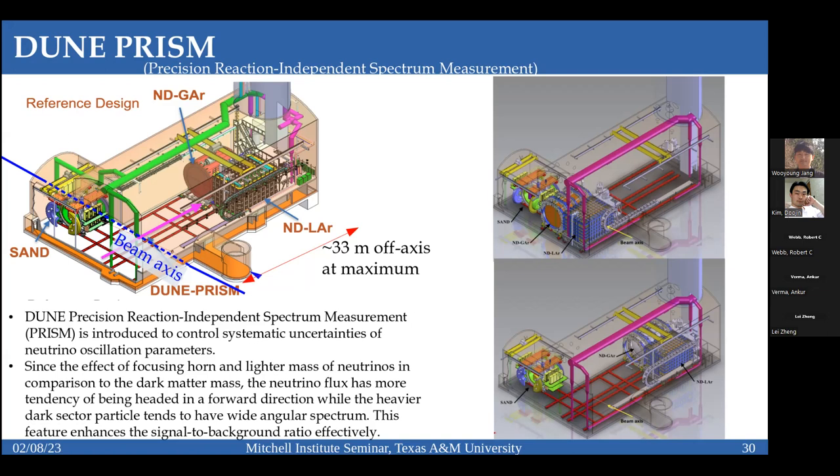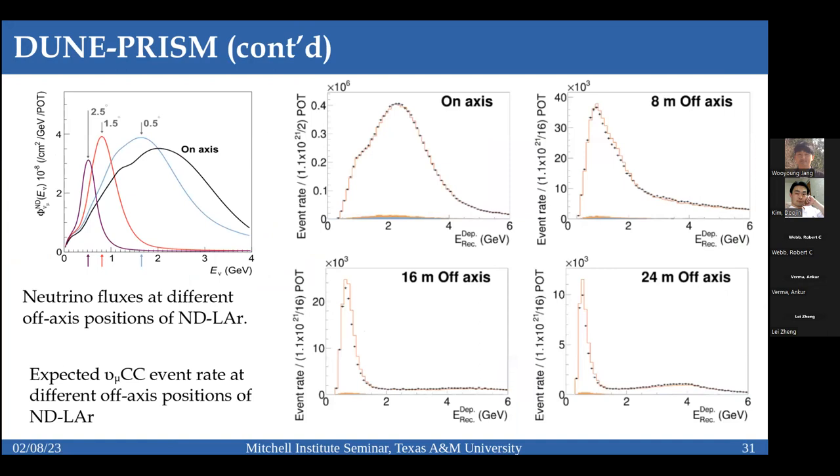And when there is no liquid argon detector here, we use the sand to measure the amount of the neutrino flux at the near detector site. By doing that, we will be able to control the systematic uncertainty of the neutrino oscillation physics. But in our scenario, our physics interest in the dark matter subject, this actually works as a way of reducing the neutrino background.